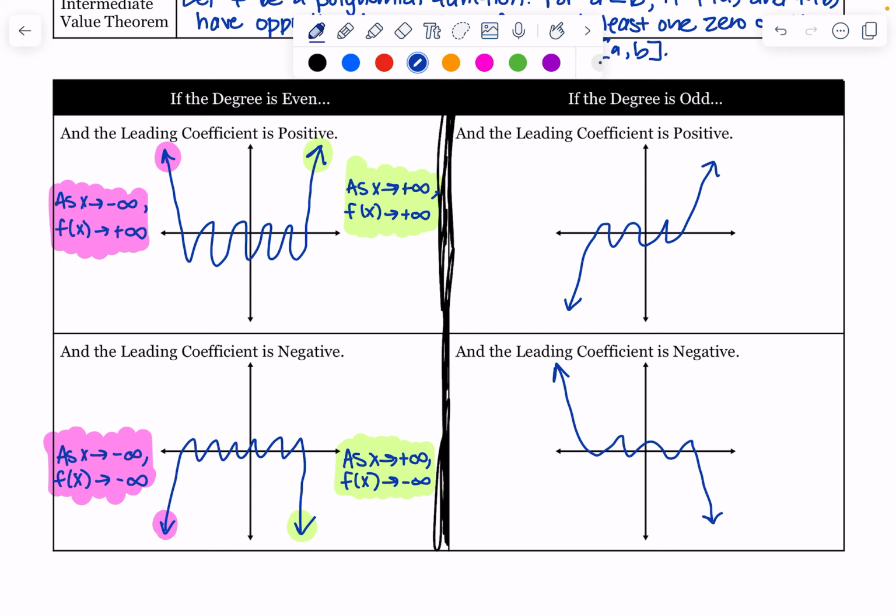For the odd degree ones, as x goes to negative infinity, so on the left, f of x goes to negative infinity as well because it's pointing down. So on the left, it's pointing down. For this one, as x goes to positive infinity, so as x goes to the right, f of x is going up, so positive infinity.